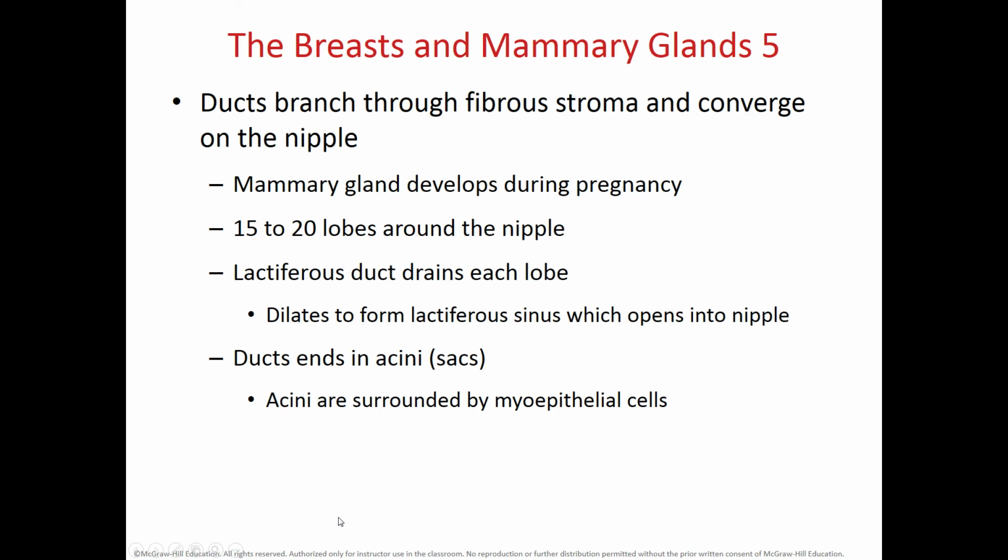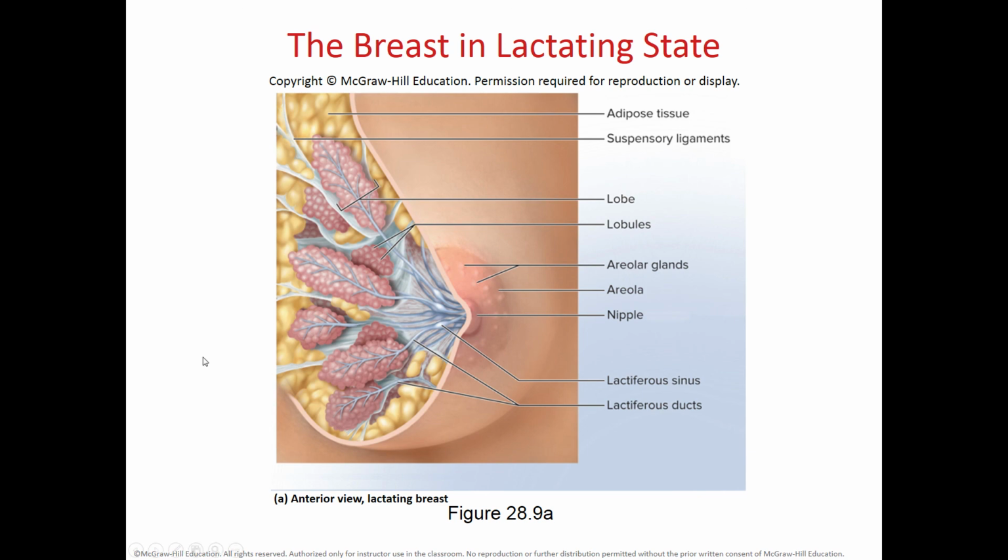Now these ducts end in the acini or sacs within the glands, and these will be surrounded by these contractile cells that are myoepithelial cells that respond to oxytocin. So this is the longitudinal section of a breast in lactating state. So these are the lobes separated by these suspensory ligaments, and then here we have the acini. This will have these cells that produce the milk, and this acini will be surrounded by myoepithelial cells that will contract under the influence of oxytocin.